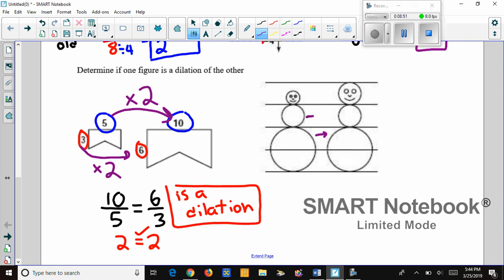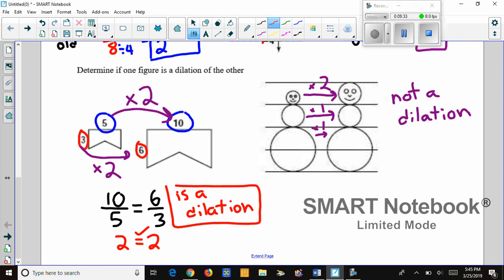But if we look, the midsections stay the same, but look at the heads. From the left to the right, the heads actually have a scale factor of 2. Since these are not the same scale factor, this is not a dilation. They need to be the same scale factor. So we want to know if it's the same scale factor.